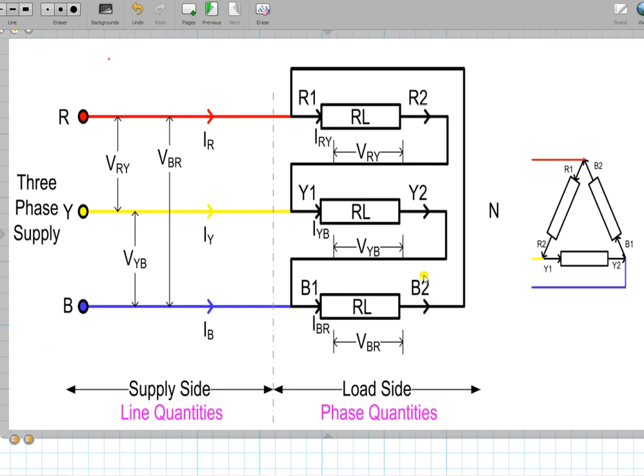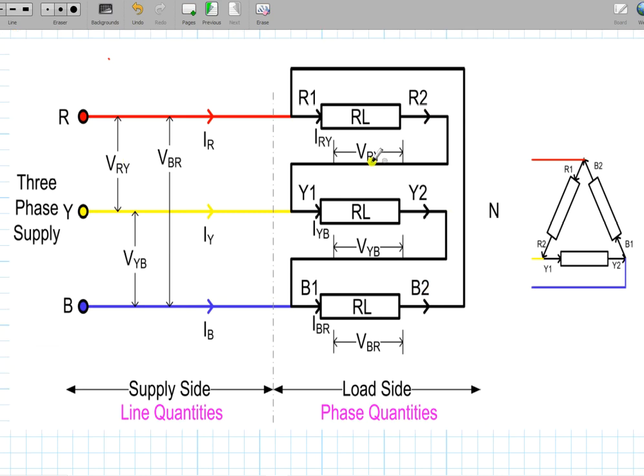But now in this connection, I am going to connect the end point of the first load to the start point of the second load. So R2 is the end point and Y1 is the start point of the second load. End of the second load is connected to the start of the third load, and end of the third load is connected to the start of the first. So it will form a single loop. If you observe, this is a single loop.